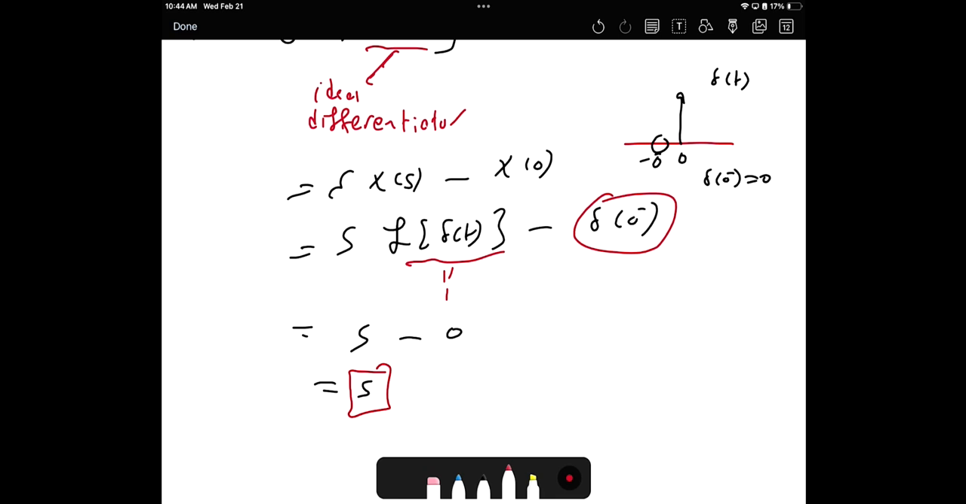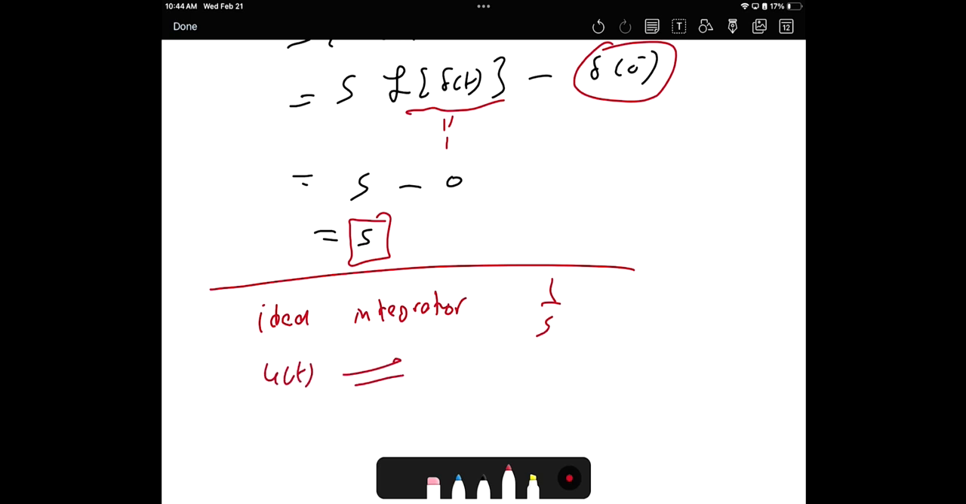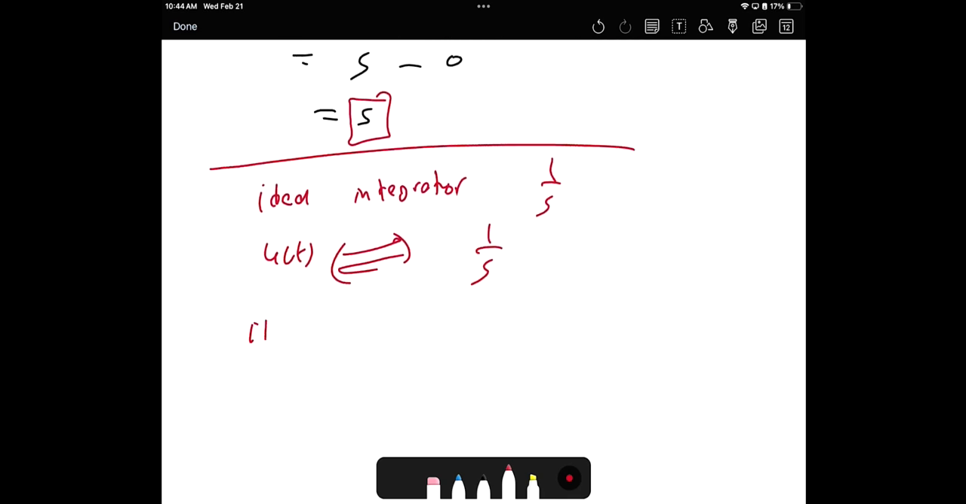Then you will also realize the ideal integrator is 1 over s, because of u of t, which is 1 over s. How about the ideal double integral?